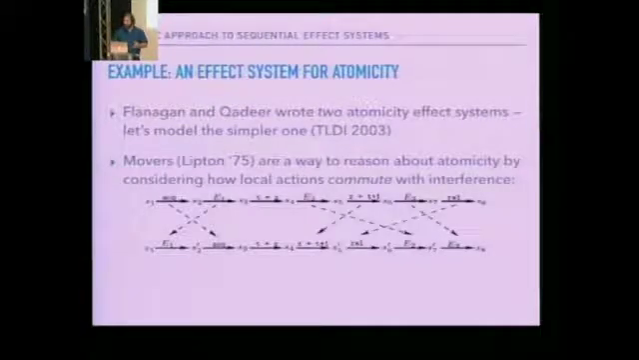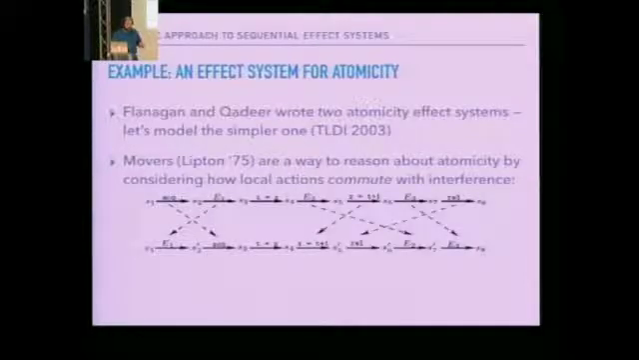So the core idea there is based on Lipton's theory of reduction, which is a way to reason about roughly atomicity by considering how the local actions of one thread in a well-synchronized execution commute with actions of other threads. And so, for example, a lock acquisition in this top execution trace can commute to the right with some other thread's action without changing the semantics of the result because we know it's interference-free. And similarly, release moves left, while synchronized accesses can move in either direction.